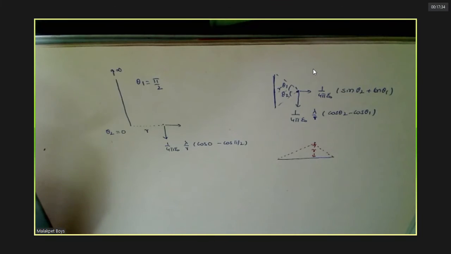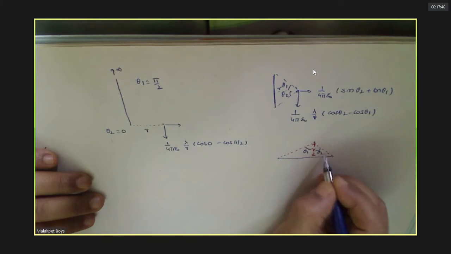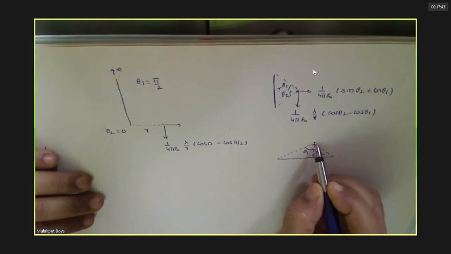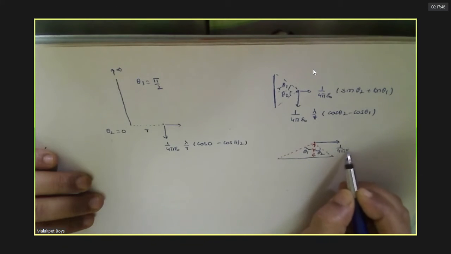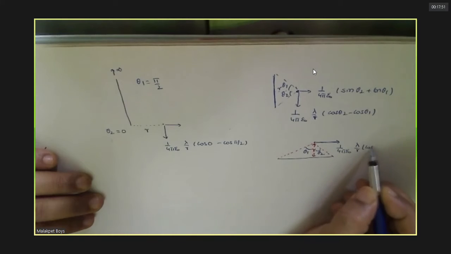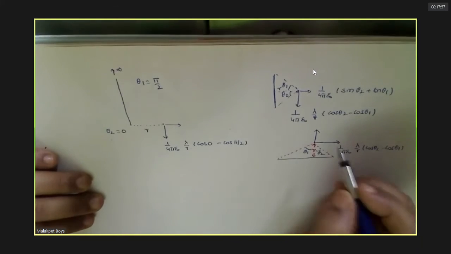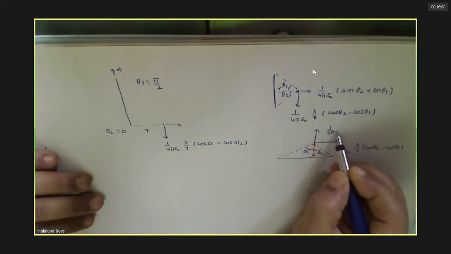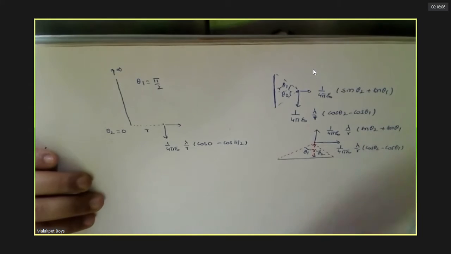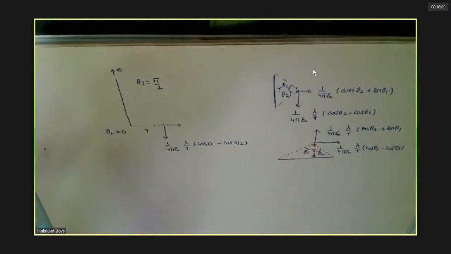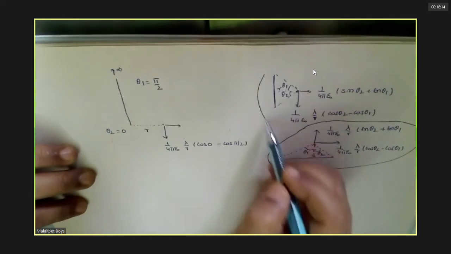We have electric field with two components. Suppose this is theta 1, this is theta 2. Now one is parallel to the y, towards theta 2. The other is perpendicular to the wire. Remember this? I told you, you should definitely know this. Both are same.